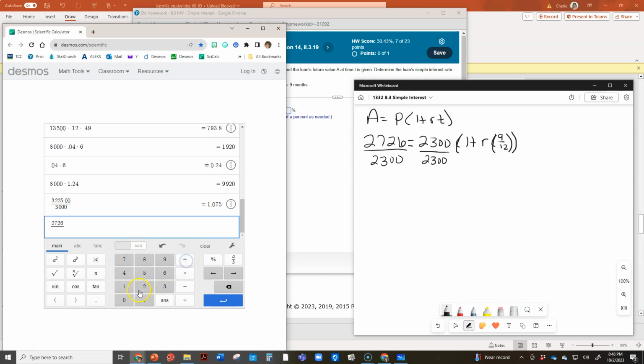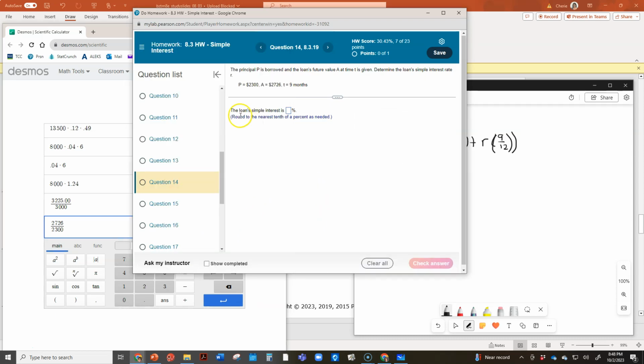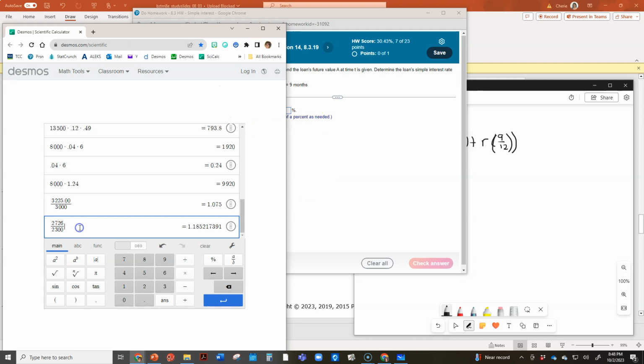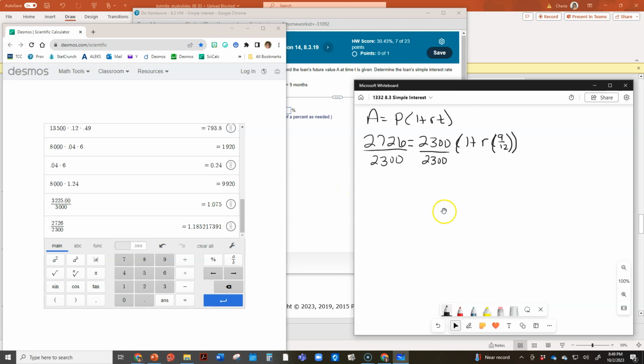And I'm going to use my calculator. 2726 divided by 2300. Oh, that's a lot of decimals. Let's see, what did it say? Round to the nearest tenth. Round to the nearest tenth is 1 decimal place, but I'm going to keep 3 decimal places so that round-off error won't mess up my tenths. So I'm going to write down 1.185.